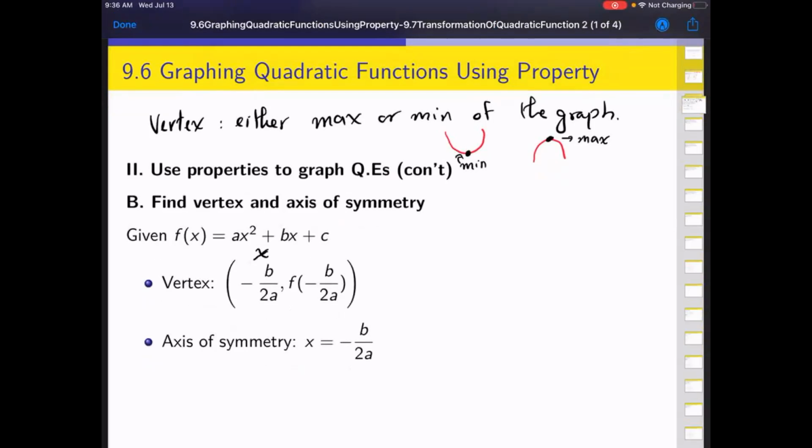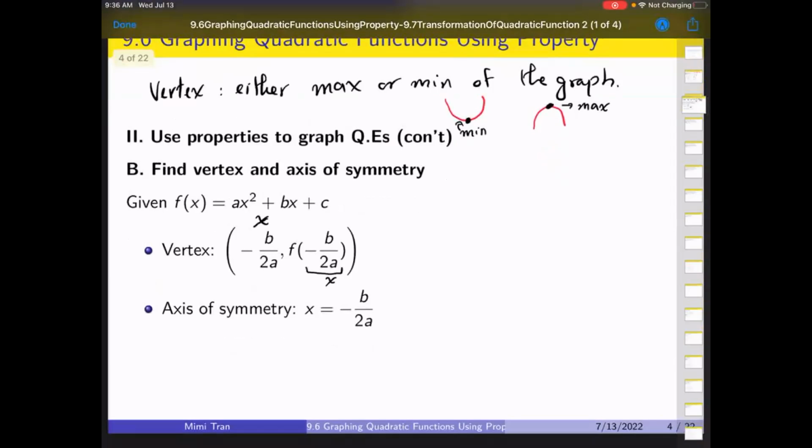Actually, it's x. This little part right here, that's x. The axis of symmetry is a vertical line. It cuts the graph into two equal mirror images. So the left-hand side is the mirror image of the right-hand side and vice versa. The axis of symmetry is actually an equation. Because it's vertical, you have to say x equals. Horizontal is y equals. So x equals the x that you found in the vertex.